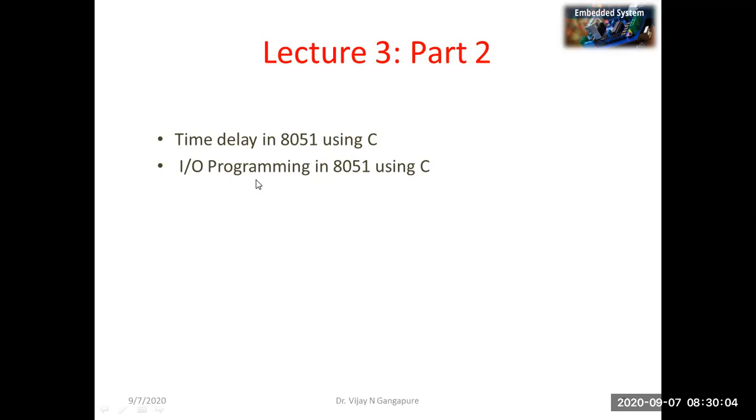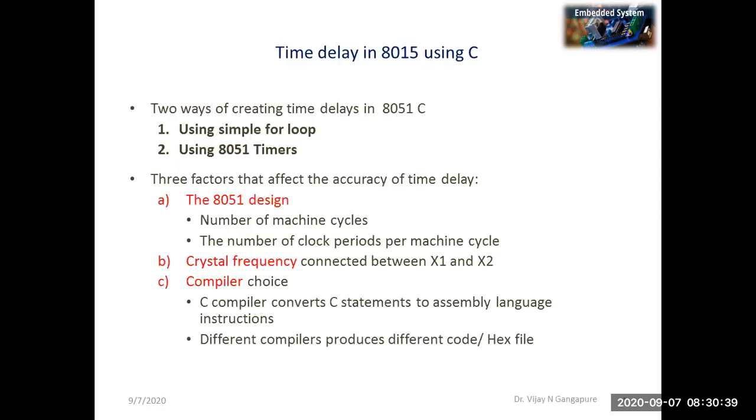And also we are going to discuss IO programming, that is input output port programming in 8051 using C. So the 8051 microcontroller has 4 ports: port 0, port 1, port 2 and port 3, and its IO programming means how to configure these ports as input or output, to input and output data to the peripherals connected to these ports in the C programming language.